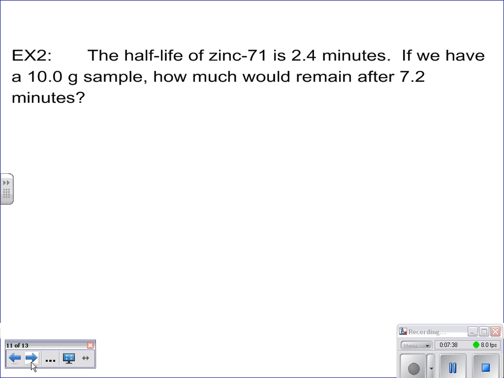Okay, example number 2. The half-life of zinc-71 is 2.4 minutes. If we have a 10-gram sample, how much would remain after 7.2 minutes? So in this case, we're looking for how much remains after a given amount of time. So I'm going to rewrite my formulas again. I know I've got this one. I'm not sure if I'll have to use that or not. We'll have to think about it. And then we've also got our original amount divided by 2 raised to the nth gives us our amount after a given amount of time.